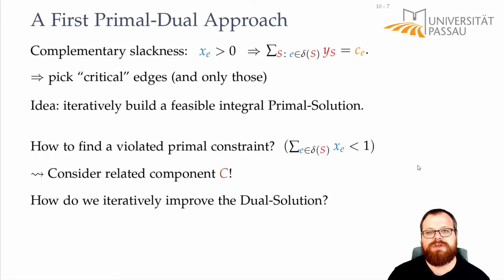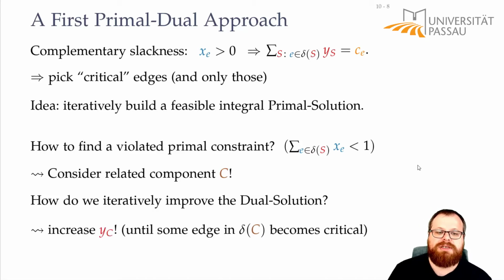How do we iteratively improve the dual solution? Well, we can just look at this component where the primal constraint is violated and then keep increasing it. So we have one cut where the constraint of the primal doesn't hold, so we have to increase the variable that corresponds to it until the constraint holds. And we increase it as much as possible, until some edge on the boundary of it becomes critical. So some edge now is completely filled with moats. We cannot increase this component anymore. And then this edge we pick for our primal solution.